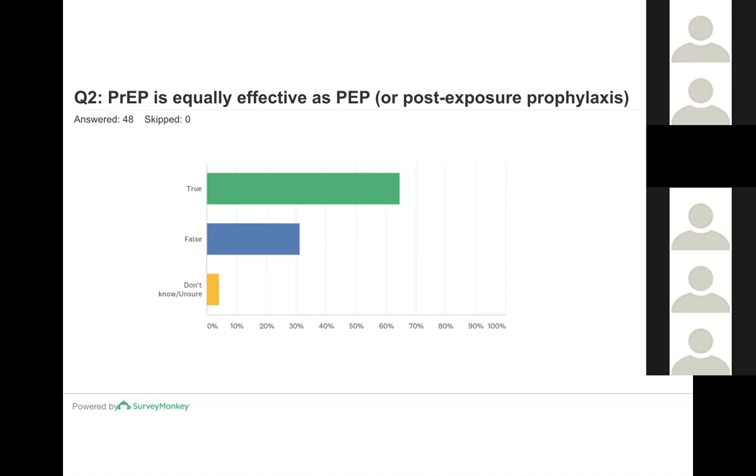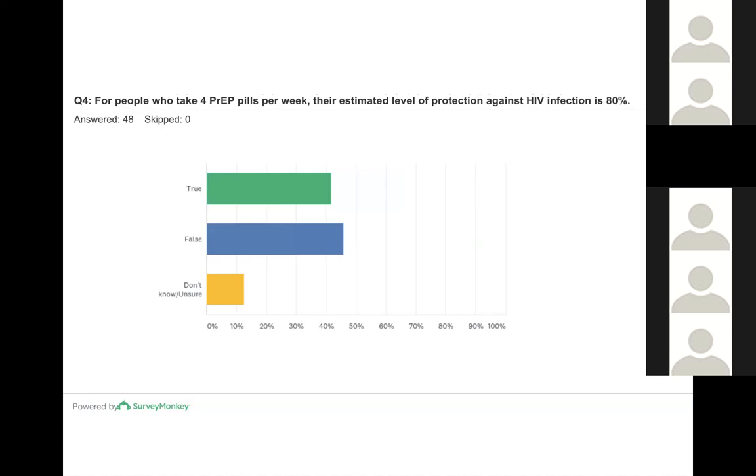Okay. So the next question is: for people who take 4 pills per week, the level of protection against HIV infection is 80%. True or false? Yes, that's correct. So the answer is false because the level of protection against HIV is 96% and not 80%. So that's really great that everybody got that correct.